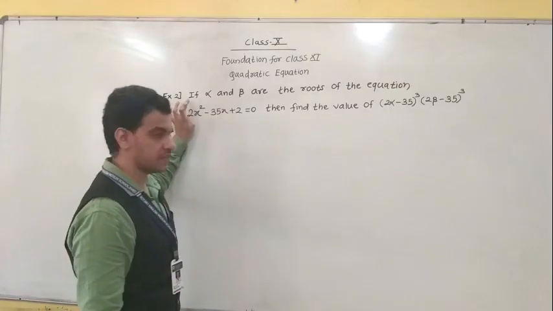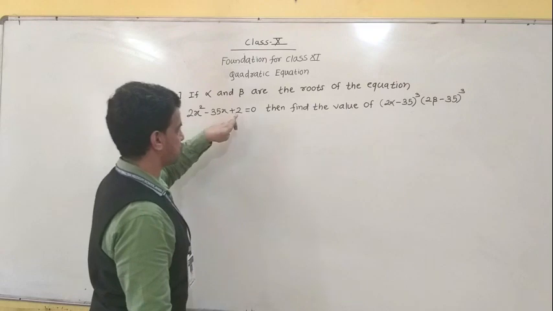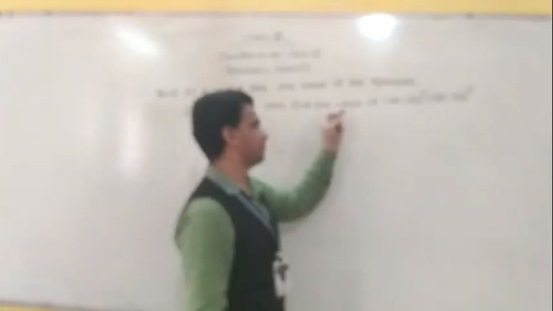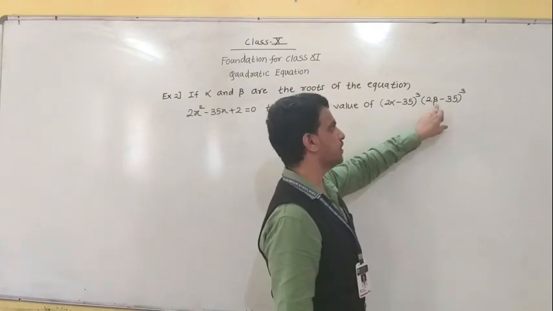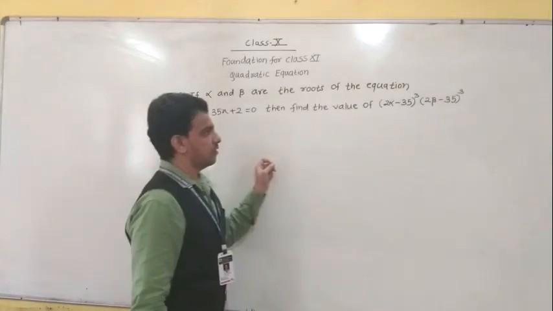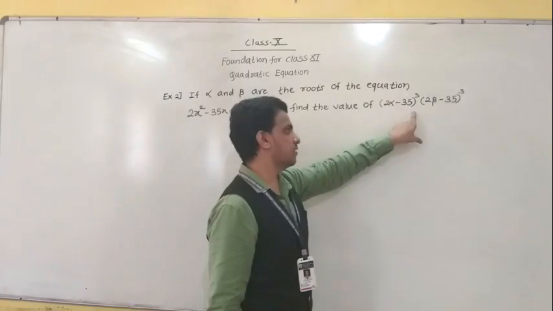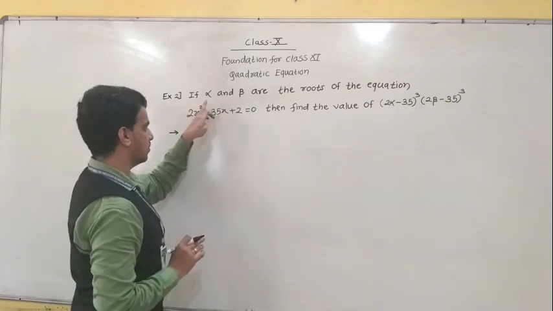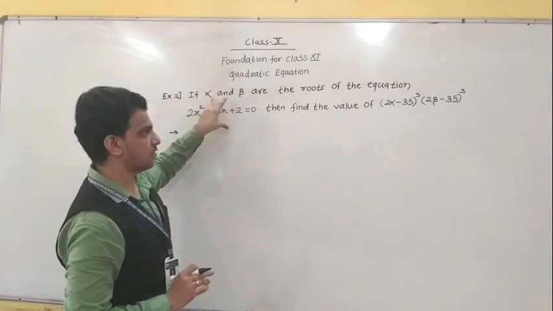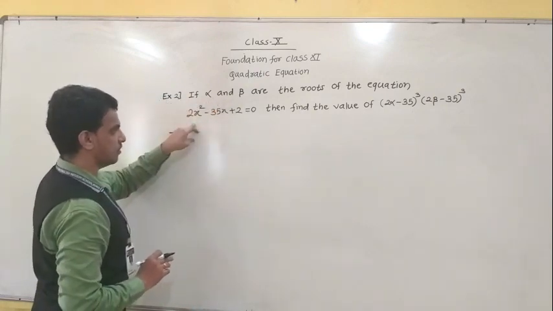Now we will solve some more examples. Second example: if alpha and beta are the roots of the equation 2x square minus 35x plus 2 is equal to 0, then find the value of (2 alpha minus 35) cube into (2 beta minus 35) cube. Now if we expand this, the expression is very big to find the answer. So we can use the fact that alpha and beta are the roots of the given equation. So we have to use this concept here.